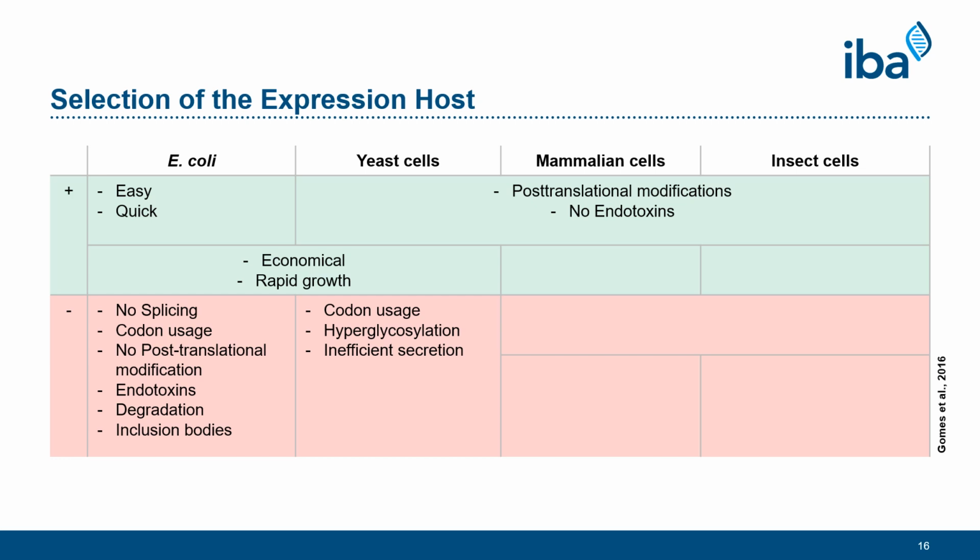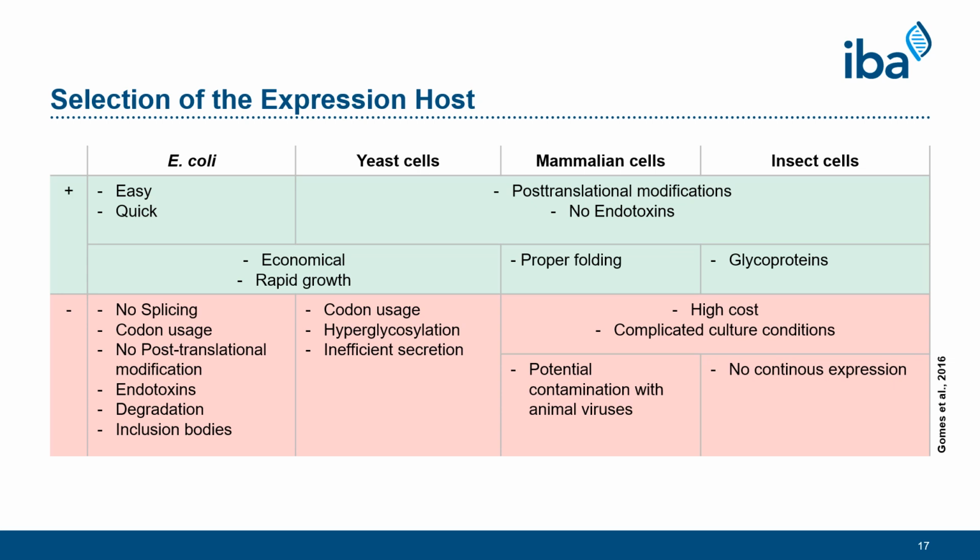And the post-translational modification can cause hyperglycosylation, and the protein secretion of yeast cells is very inefficient. Due to these disadvantages, for proteins from higher eukaryotes it is recommendable to work with mammalian cells or insect cells. There the proteins are correctly folded and naturally glycosylated, but mammalian cells and insect cells are not easy to handle.